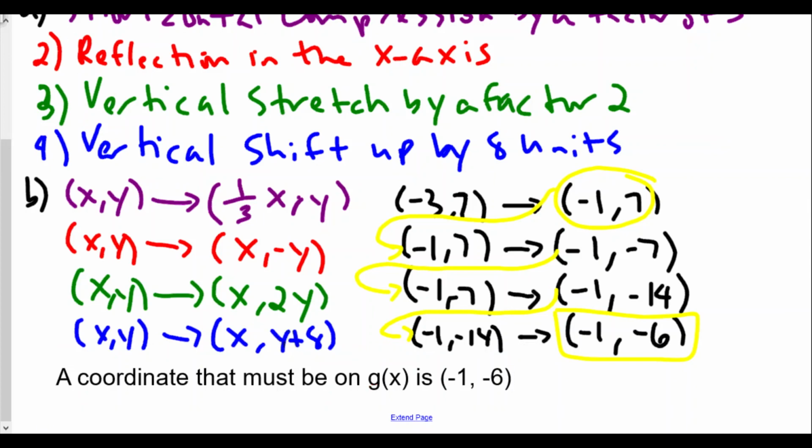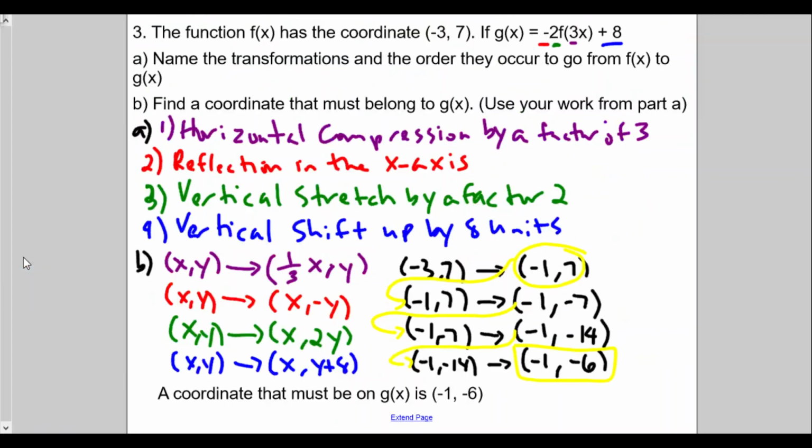Let me make this full page so you guys see everything here. You will have to show each of the rules for each transformation and show each step involved. If we don't, then you're basically saying you don't want full credit for the question.